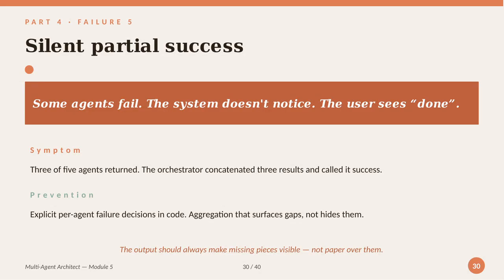Failure Mode 5. Silent partial success. Some agents fail. The system doesn't notice. The user sees done. This is the most insidious of the 5.